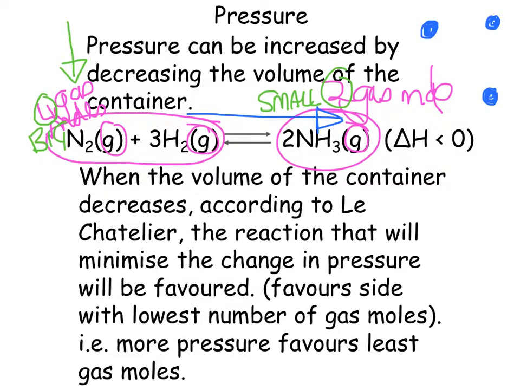So when the volume of the container decreases, according to Le Chatelier, the reaction will minimize that change in pressure by favoring the forward reaction in order to have the least number of moles. If I went the other way, if I released the pressure, lowered the pressure, it would favor the reverse reaction, which would occupy more space because of the 4 moles.